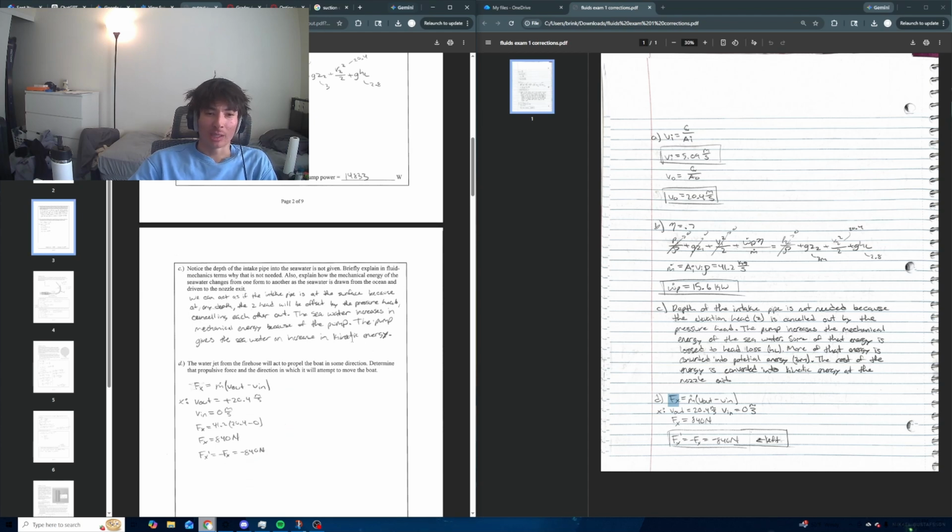For part C, the reason why you don't need to know the depth of the intake pipe is because any depth it would have would be canceled out by the pressure. So if you look at the Bernoulli equation, if let's say the Z for 1 was like negative 3 meters, that'd be offset by the pressure head, which would have been just rho g h. So that's why you don't need to know the depth of the pump.